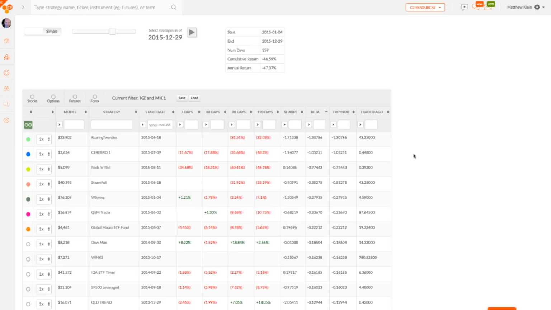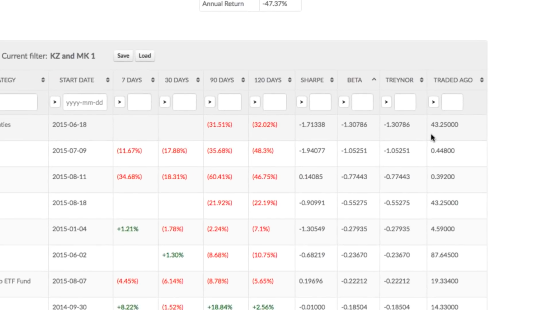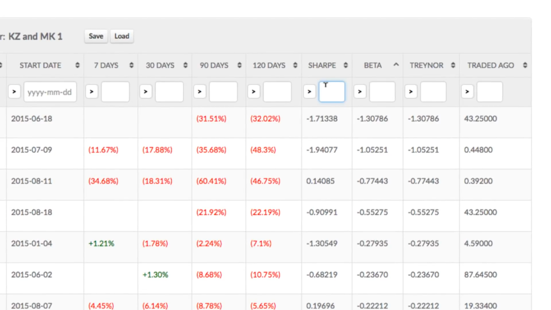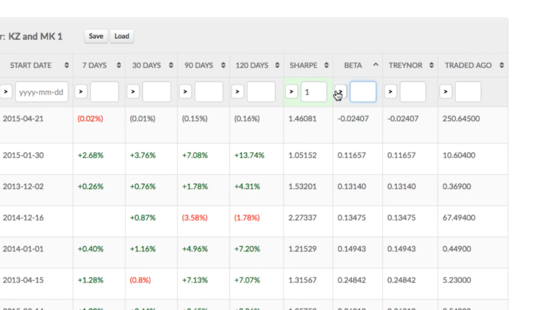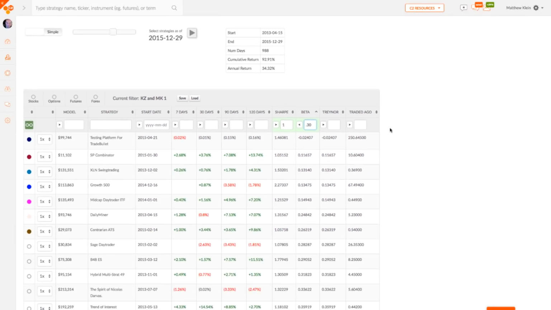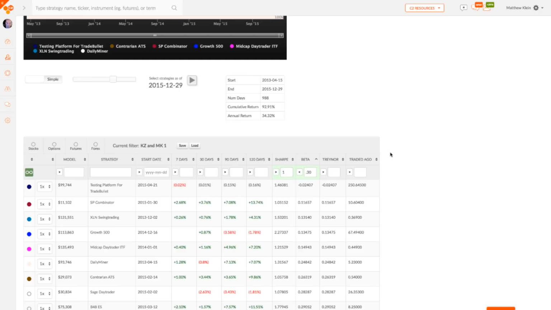Okay, so let's go back in time. It's December 2015. And back in December of 2015, let's select some strategies that were performing well back in December. They have a Sharpe ratio of greater than 1 and a beta of less than 0.3. Now, which strategies were performing well at that time?